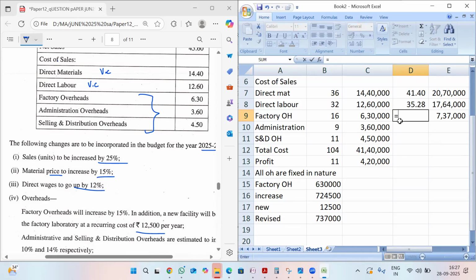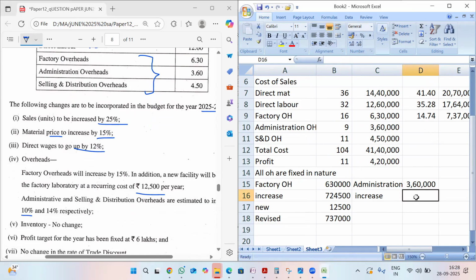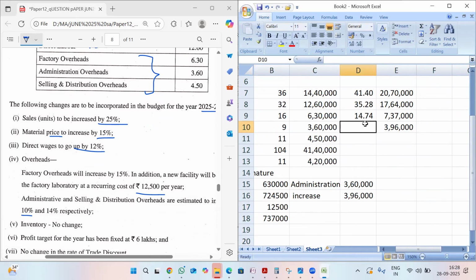So now what will happen for per unit? 737 divided by how many units? 50,000 units. So my per unit cost will be 14.74. So same way I'm going to do for administrative overheads. So what they told for administrative overheads, it is 3,60,000. How many percent is it increasing? 10 percentage. My administrative overhead is increasing by 10 percentage. So my revised will be 3,96,000. So 3,96,000 divided by 50,000, so 7.92.